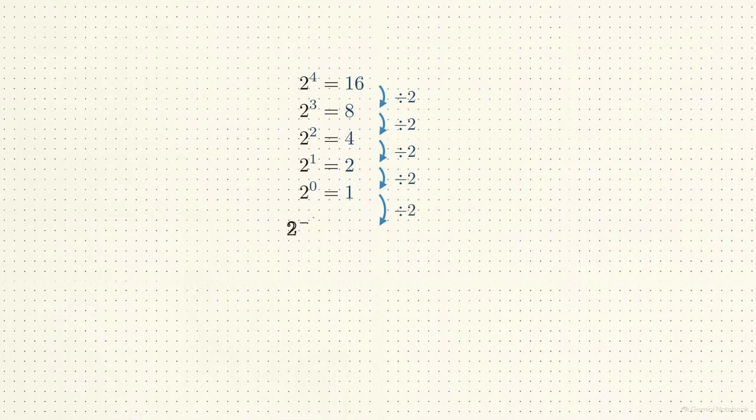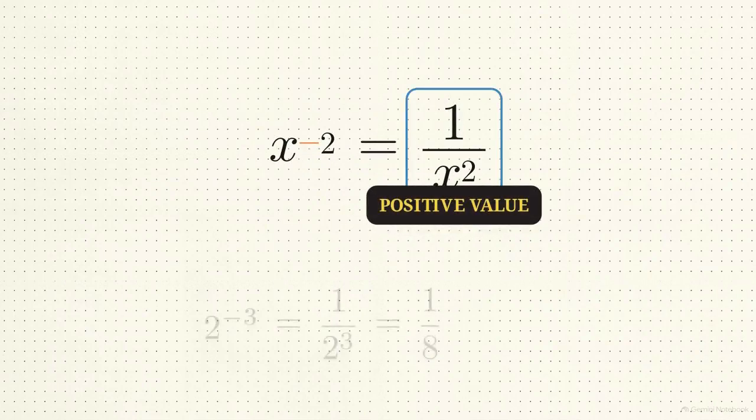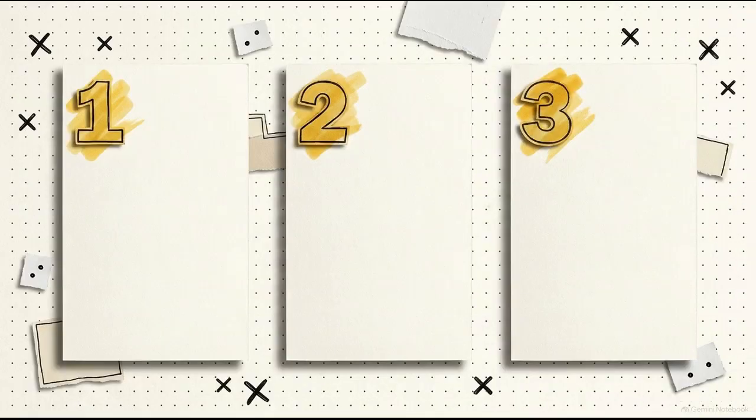We can push the pattern further. Taking 1 and dividing it by 2 gives us 1/2. This means 2 to the power of -1 is a fraction. If we drop down to an exponent of -3, we divide by 2 until we reach 1/8. Notice the negative exponent created a fraction, not a negative integer. A negative exponent is an instruction to take the reciprocal of the base. It tells you to move the base into the denominator, but it has absolutely nothing to do with making the actual number negative. We have the concepts and the rules.